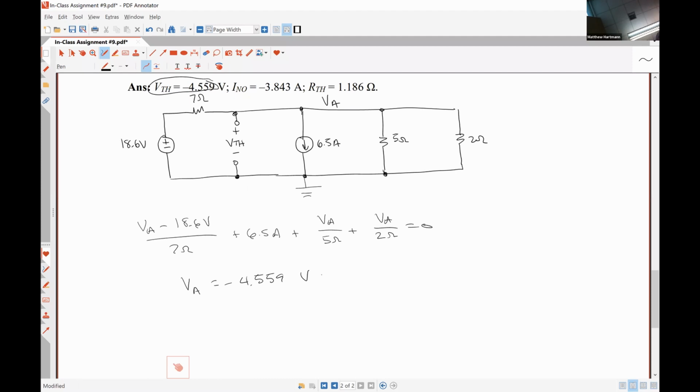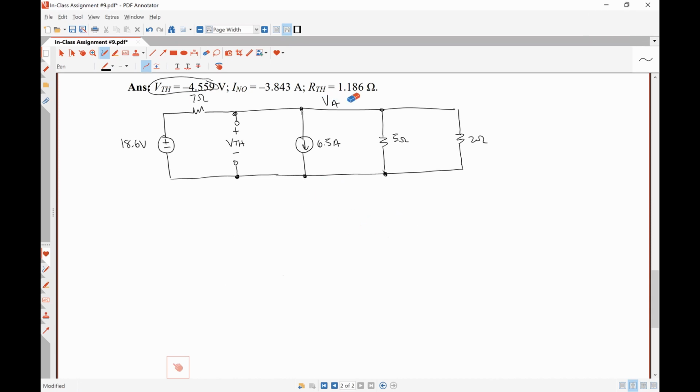All right, Norton current. What are we going to do to our circuit where the 3 ohm resistor is removed? You short it out. Okay. So we place the short circuit right here, and we find I Norton. Are there any simplifications that we could make right now?